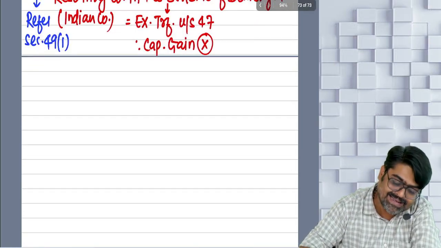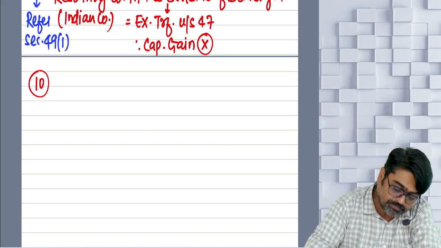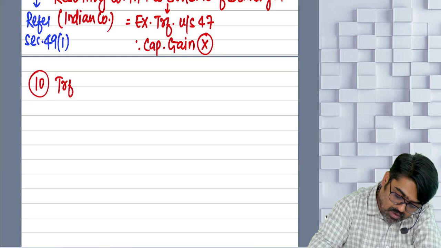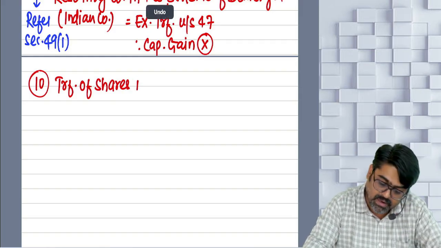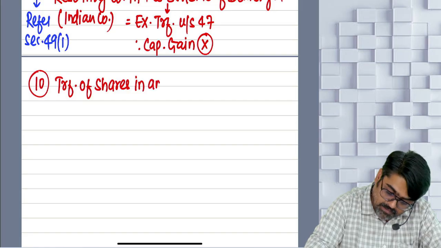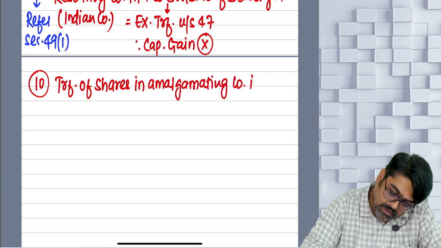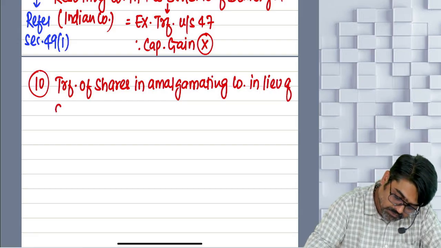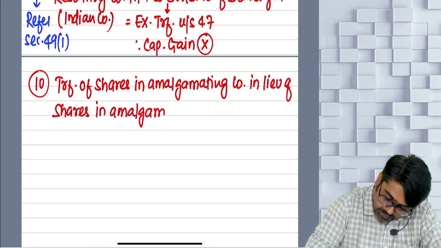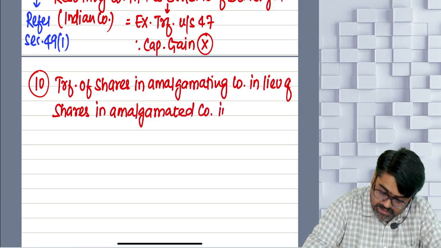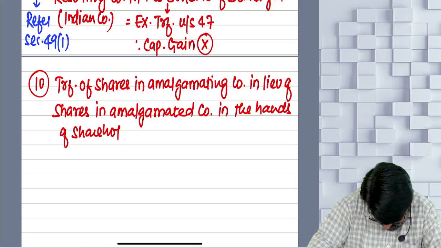Now transaction number 10. Transaction number 10. Now this transaction is a little bit important. Please pay attention. Okay. See, transfer of shares by the shareholder, shares in the amalgamating company in lieu of shares in the amalgamated company, in the hands of the shareholder.